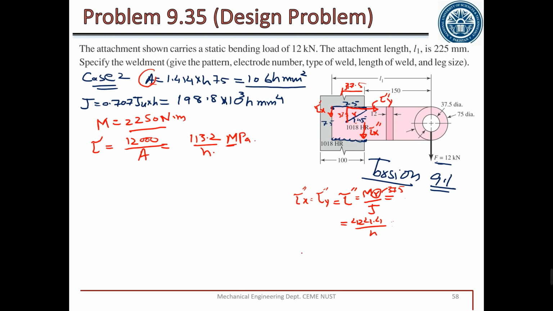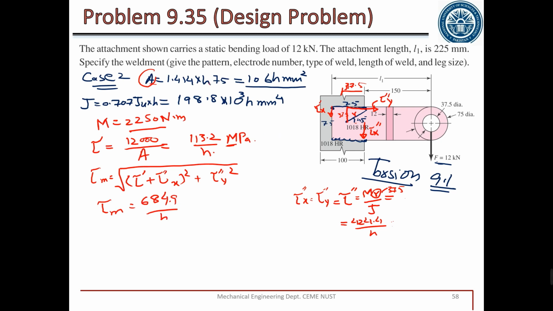To check the resultant or tau max in this case, it is equal to tau prime plus tau double prime x whole square plus tau double prime y square. Substituting values, tau double prime x and tau double prime y both have the same magnitude. Substituting the value will give us tau max equal to 684.9 by h.